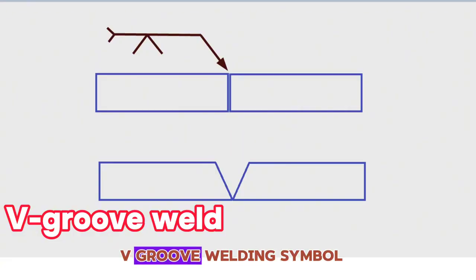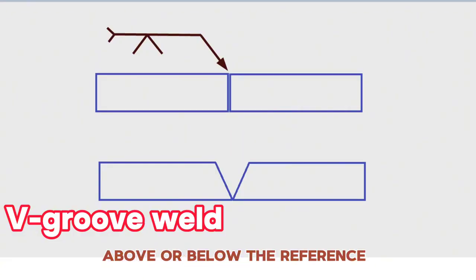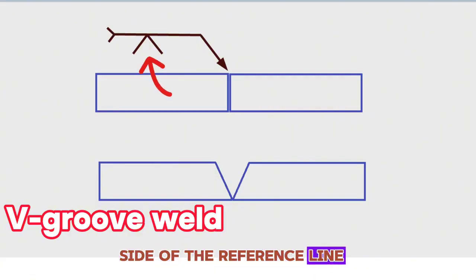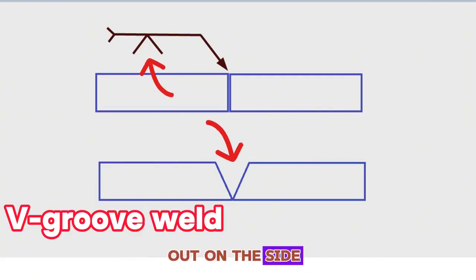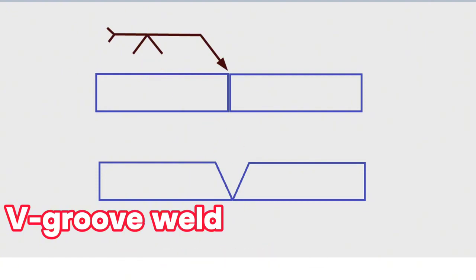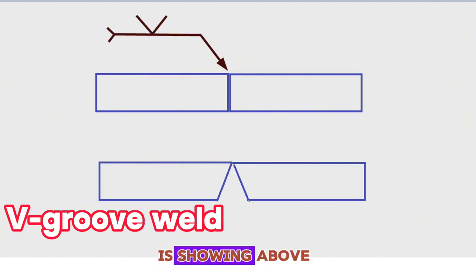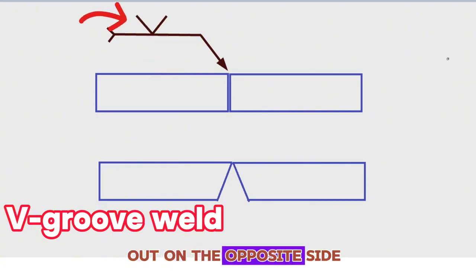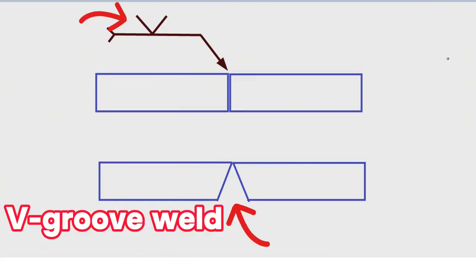Also, the V-groove welding symbol above or below the reference line represents the location on which the weld is carried out. If the welding symbol is showing below the reference line, the weld is carried out on the side of the joint at which the arrow points, the near side. If the welding symbol is showing above the reference line, the weld is carried out on the opposite side, the far side of the joint.